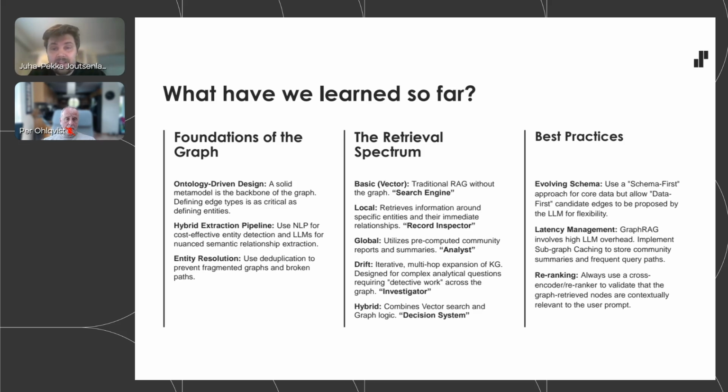And then for the best practices learned so far. The schema is something that is a living organism. So we need to have a schema to bring in some structure, but we also need to be agile enough to adjust the schema as we have new data.